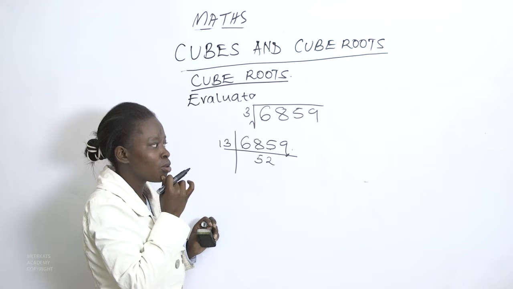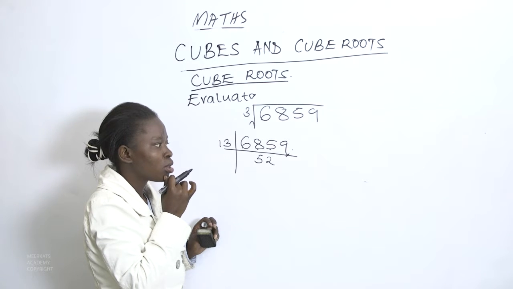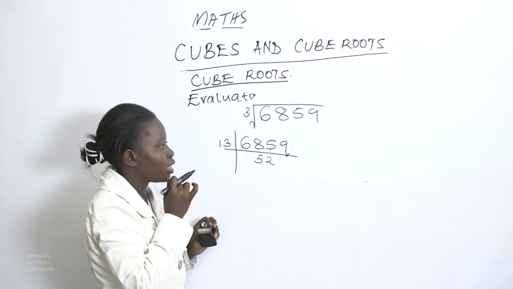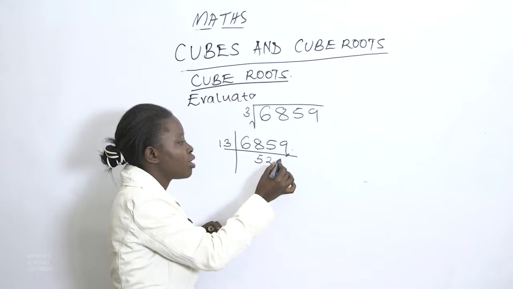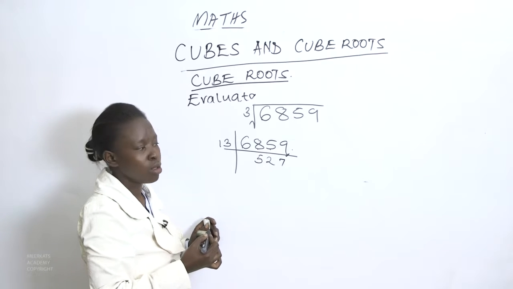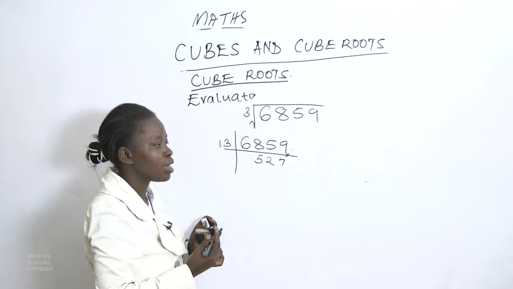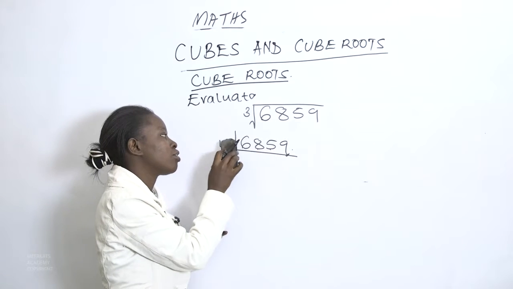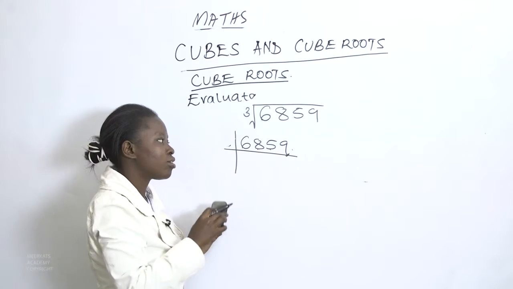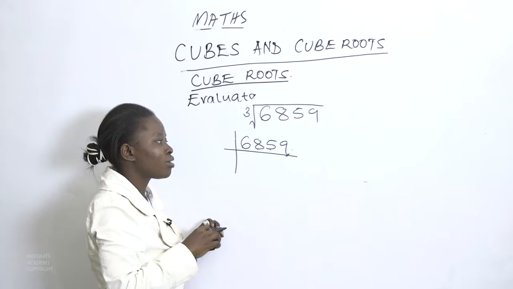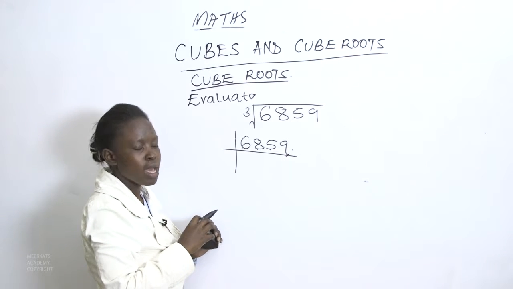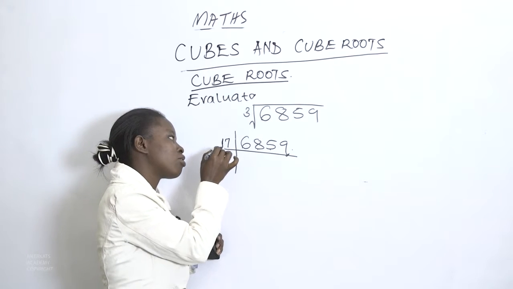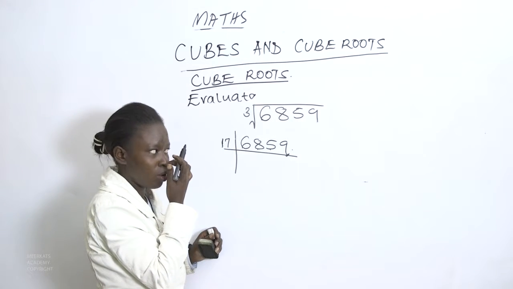13 into 99 is 7 because of 91. So we have a remainder of 8. So since we have a remainder, it means that 13 is not the prime number that I'm looking for. From 13, the next prime number we have is 17. So let us find out, is our number divisible by 17 or not?